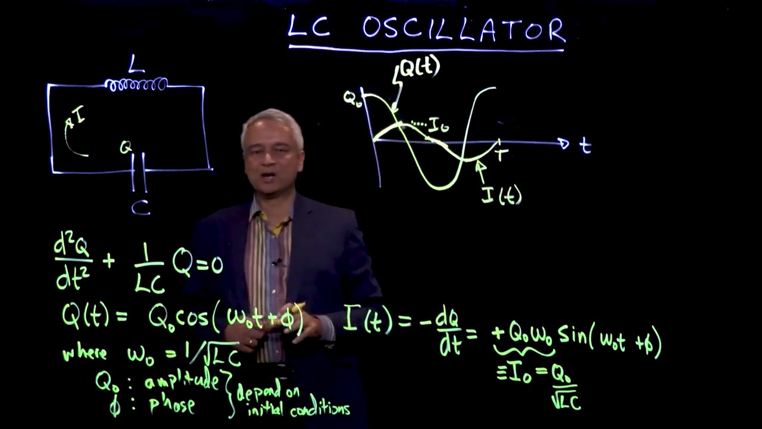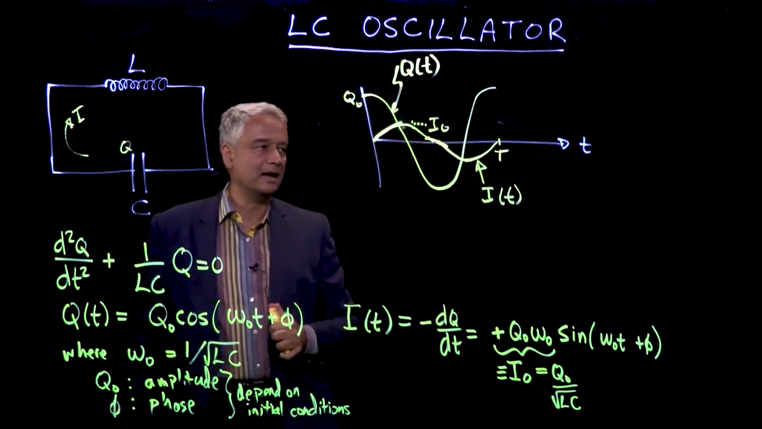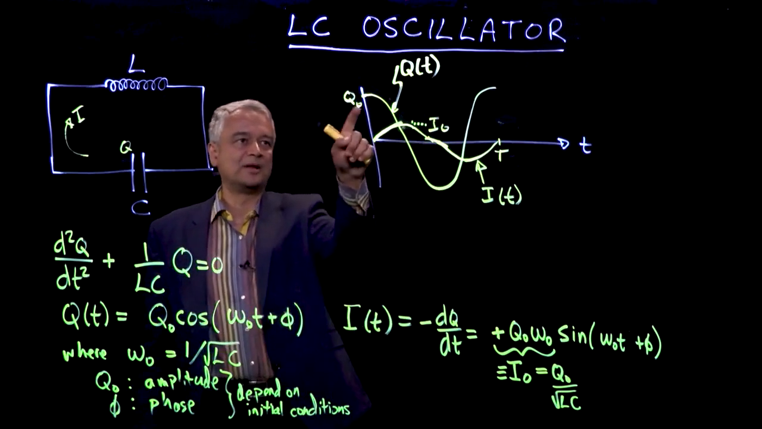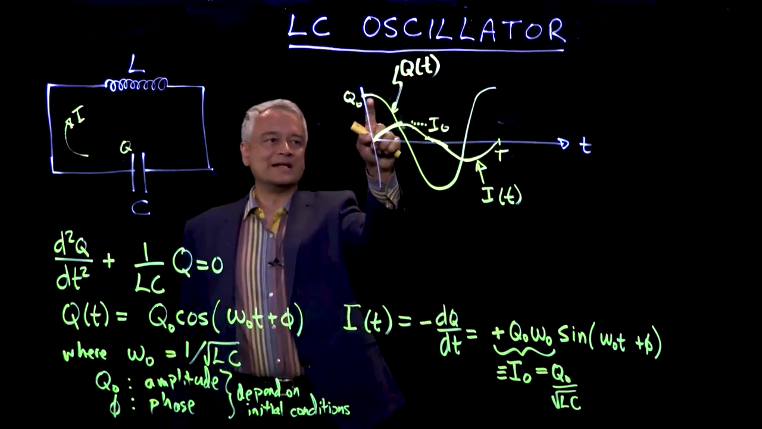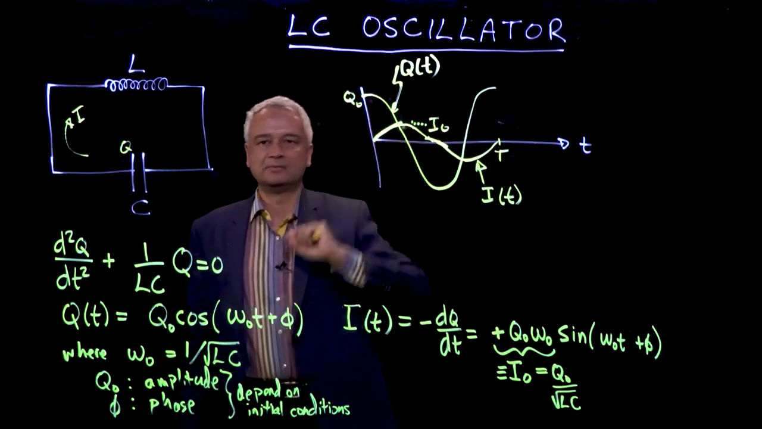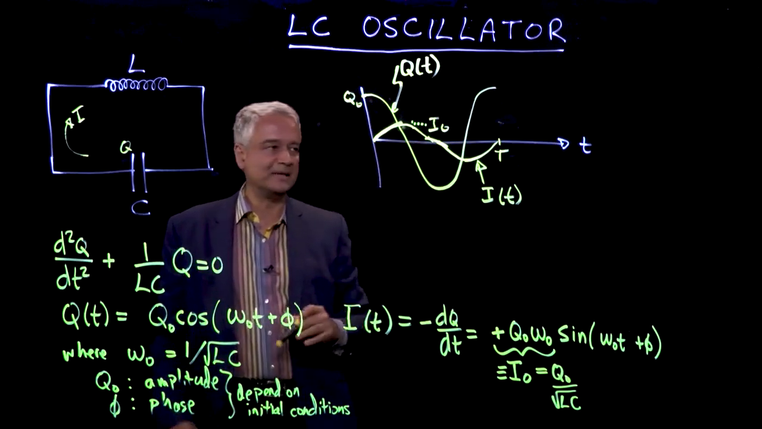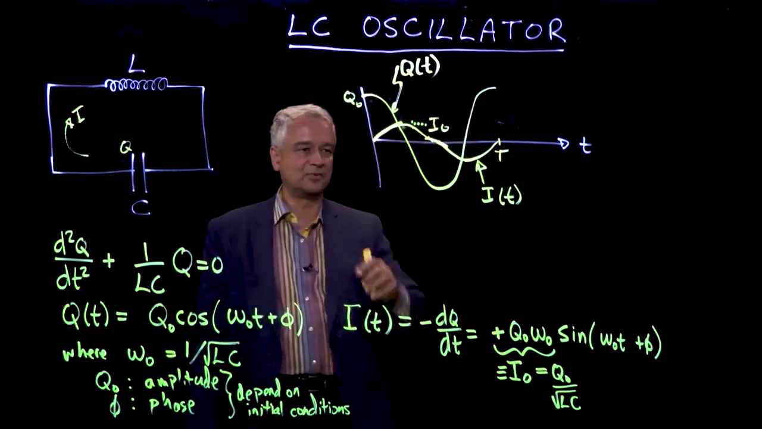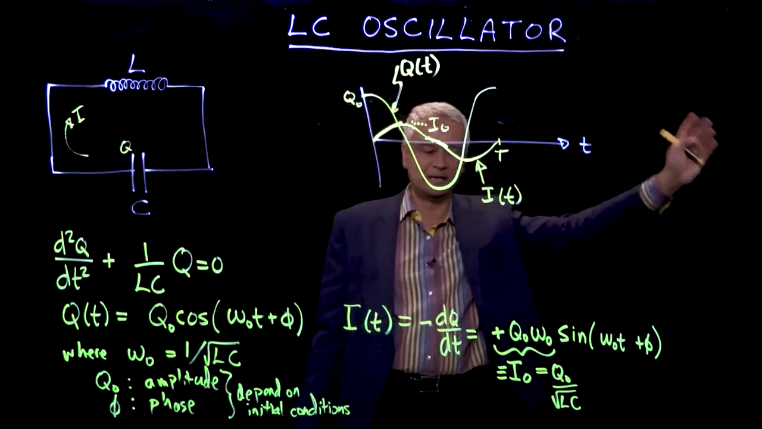So this is like me plotting x of t and v of t on the same graph for a mechanical oscillator. Here I'm plotting Q of t and I of t on the same graph. When Q is at its maximum, there's no current. When the current is at its maximal value, there's no charge on the capacitor. And this oscillation repeats and repeats. I'm not going to draw it further, but I've just drawn you one period of oscillation. It will keep going and going.